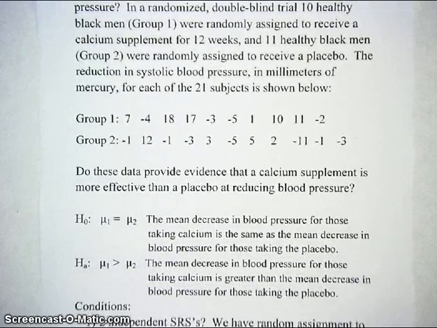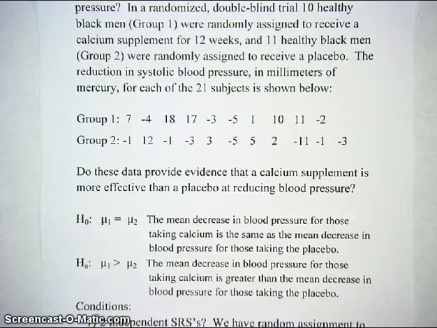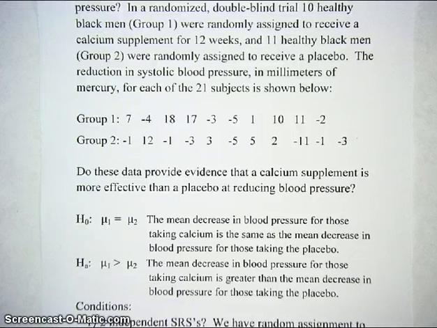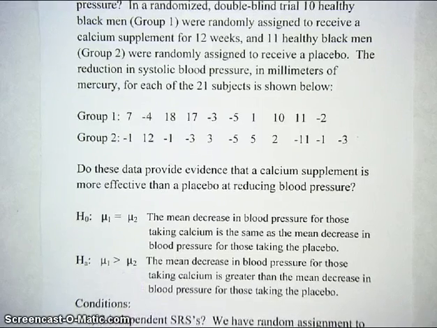Well, whenever you do tests of significance, you want to start with your hypotheses. In this case, the null hypothesis is that mu1 equals mu2. That is, the mean decrease in blood pressure for those taking calcium is the same as the mean decrease in blood pressure for those taking the placebo. The alternative would be that the calcium supplement is more effective than the placebo and mu1 is greater than mu2.